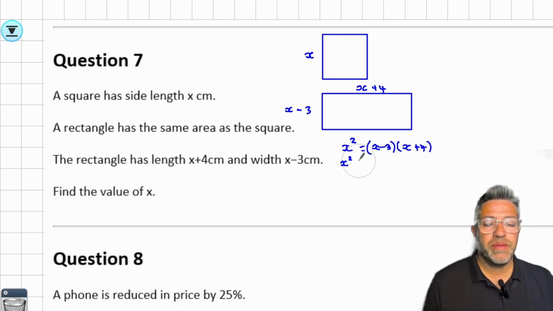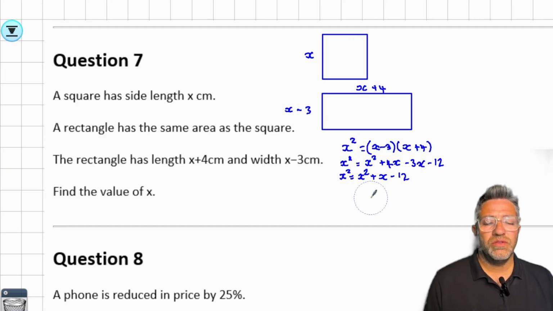So if I expand my brackets, I will get x squared equals x squared plus 4x minus 3x minus 12. I'm just going to collect my like terms. x squared equals x squared plus x minus 12. Now you might think we have a quadratic equation here to solve, but we have an x squared term on both sides of the equal sign.